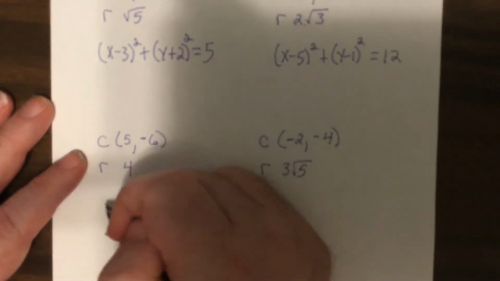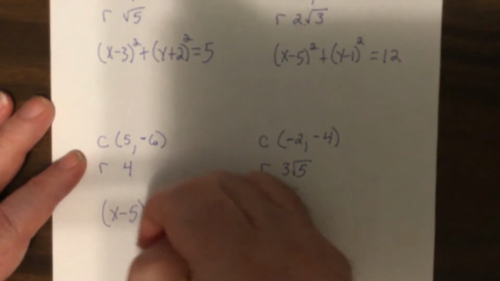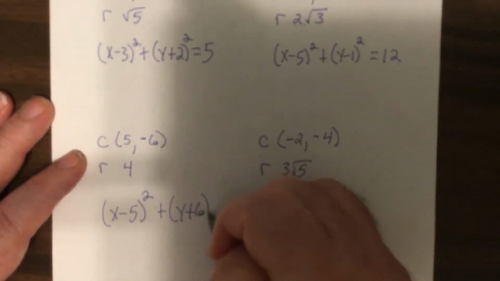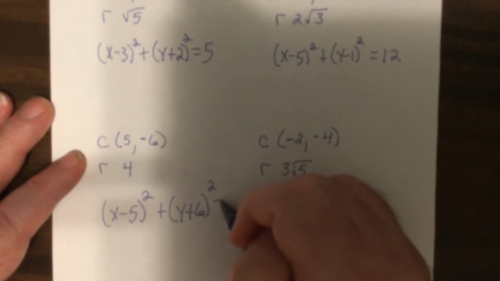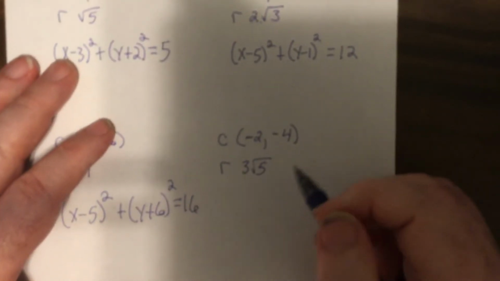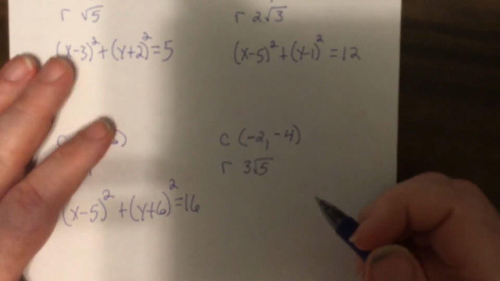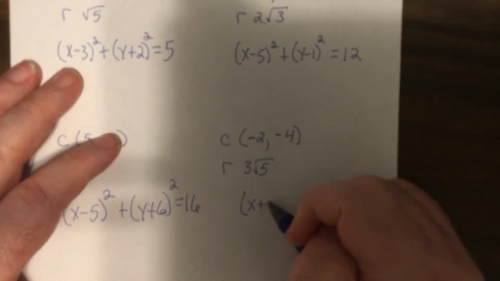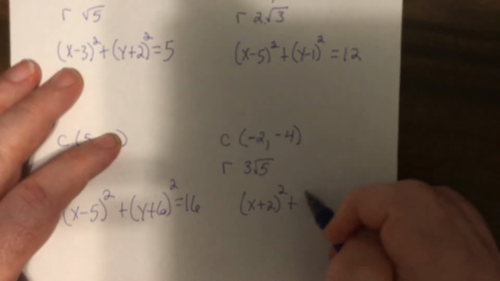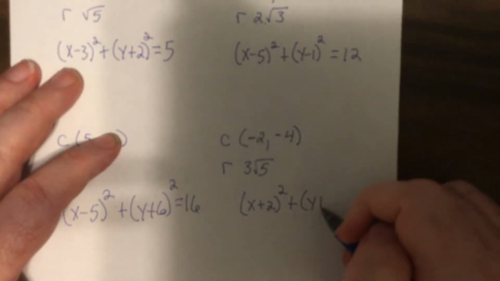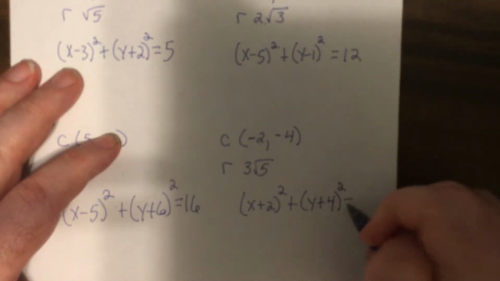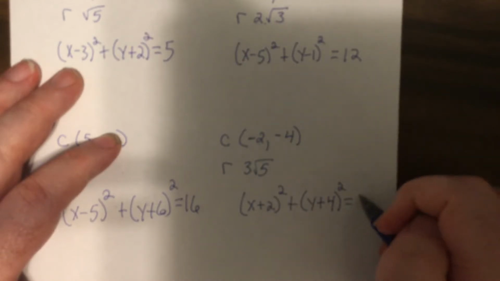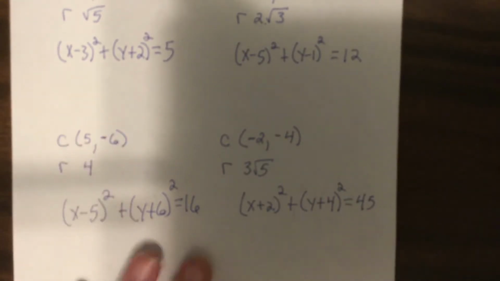Okay, so this would be (x minus 5) squared plus (y plus 6) squared, y minus a negative 6 squared, equals 16. This one, wow, it sure got blurry fast, didn't it? I wonder what happened. So x minus a negative 2 squared is (x plus 2) squared, plus y minus a negative 4 squared is (y plus 4) squared, equals 3 squared is 9, square root of 5 squared is 5, 9 times 5 is 45. Woohoo!